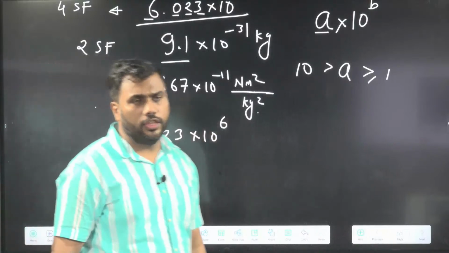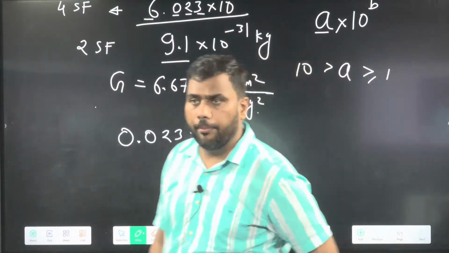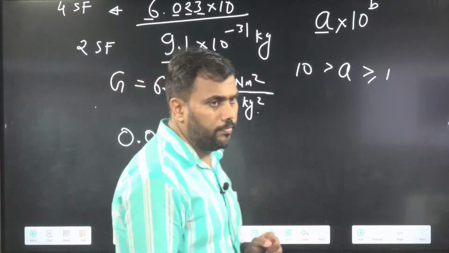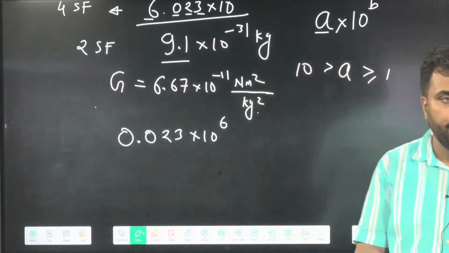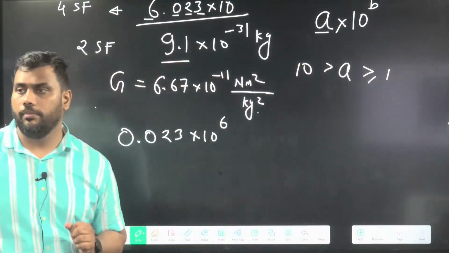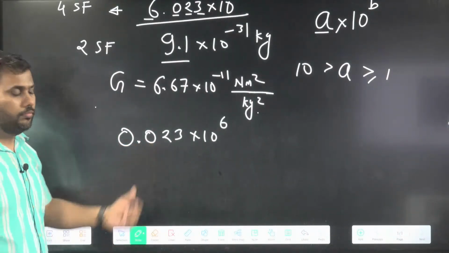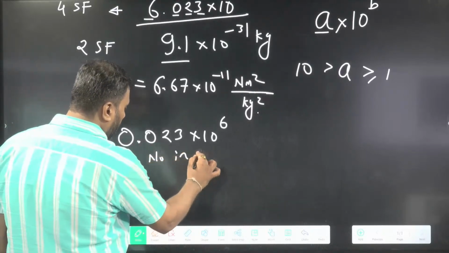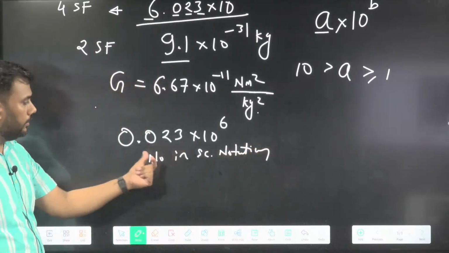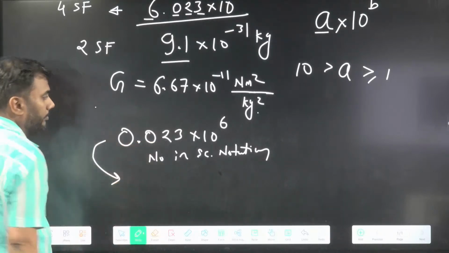So tell me, 0.023 into 10 power 6. Is this number represented in scientific notation? No, this number is not in scientific notation. Why? Because it is not between 1 and 10. We should convert this number to between 1 and 10.